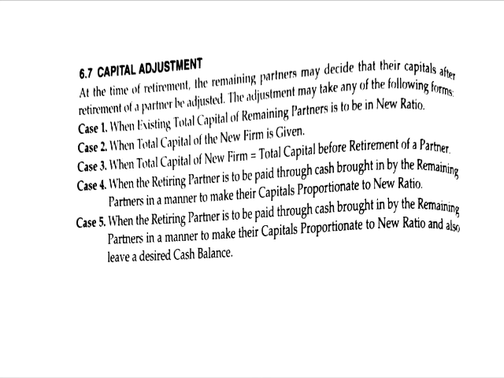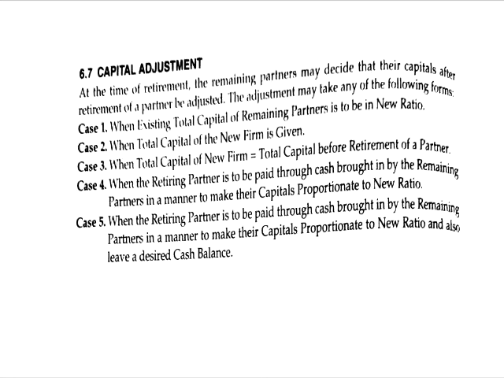In this video, I will cover only case 1. And of course, I will explain this topic with the help of an example. And see, first I am going through all the 5 cases. You just listen carefully. First, case 1: when the existing total capital of the remaining partners is to be in the new ratio.